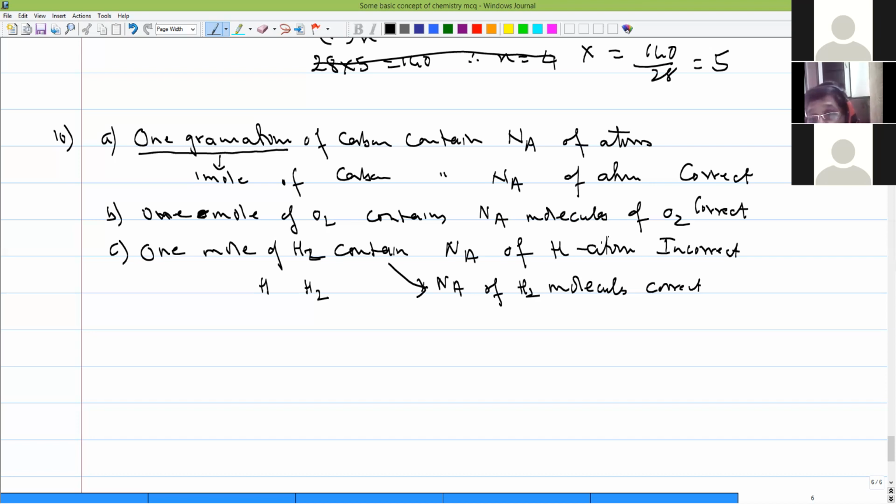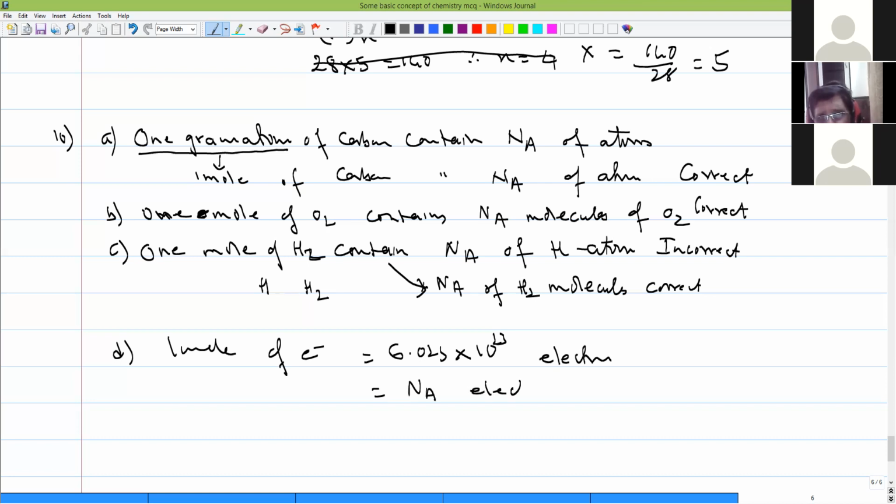Hydrogen is an element, it is not an atom. Hydrogen element is in H2 form and not in the atomic form. Hydrogen exists as H2 in molecular form and not in hydrogen atom form. So 1 mole of hydrogen contains Na number of hydrogen molecules and not atoms. Third, 1 mole of electron stands for 6.023 × 10²³, which is also right. 1 mole of electrons contains 6.023 × 10²³ electrons, and the charge of this is equal to 1 farad. So this is a correct statement. So the third one is incorrect. Answer is this.